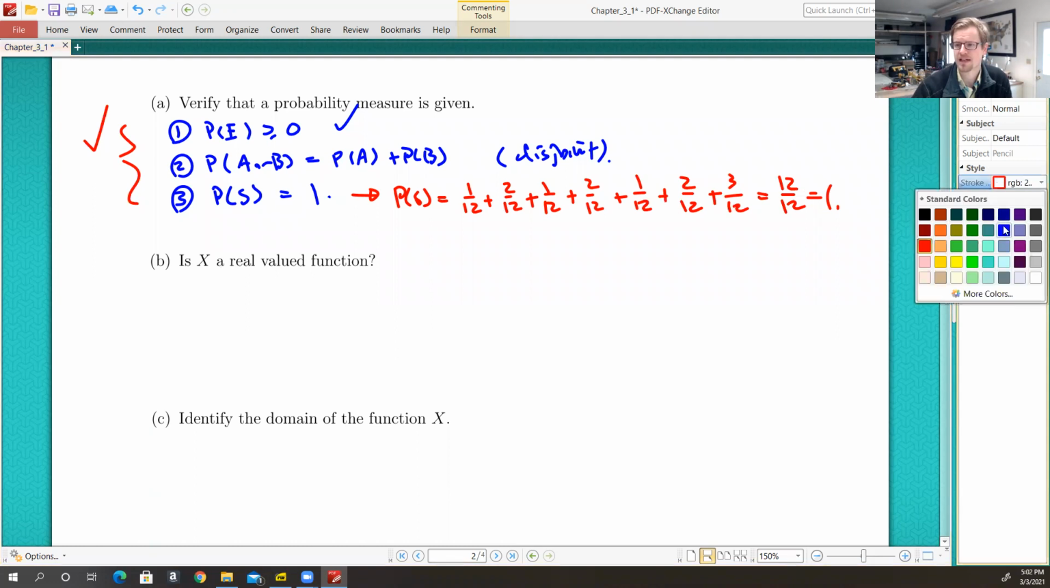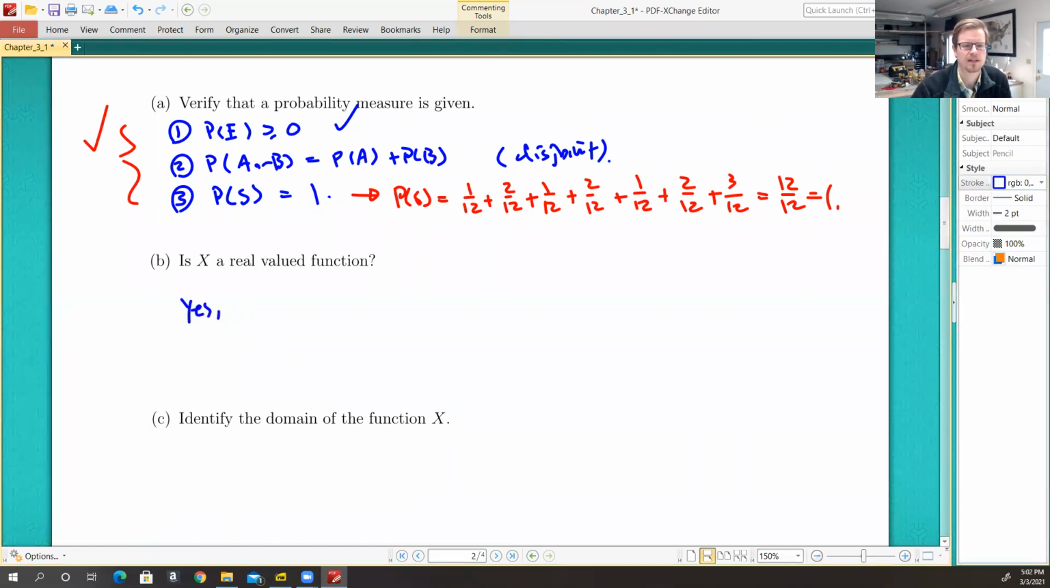Is x a real valued function? Yes, of course it is. It takes on several real values, real values only. Okay, right, those real values are 8, 6, 7, 5, 3, 0, and 9.